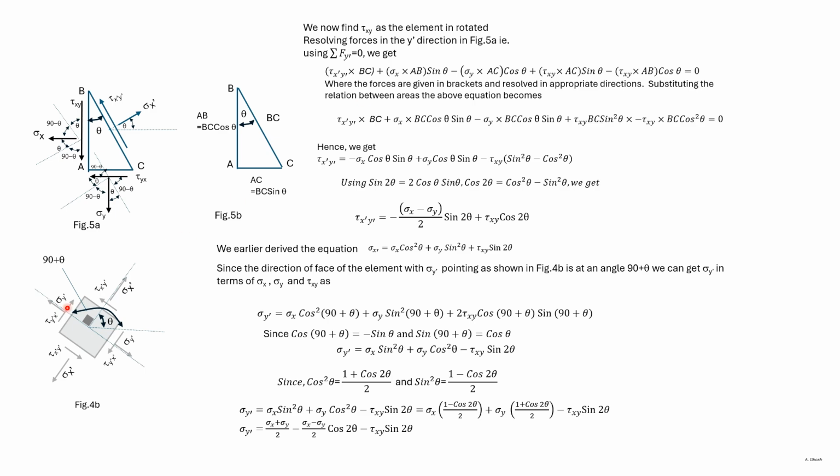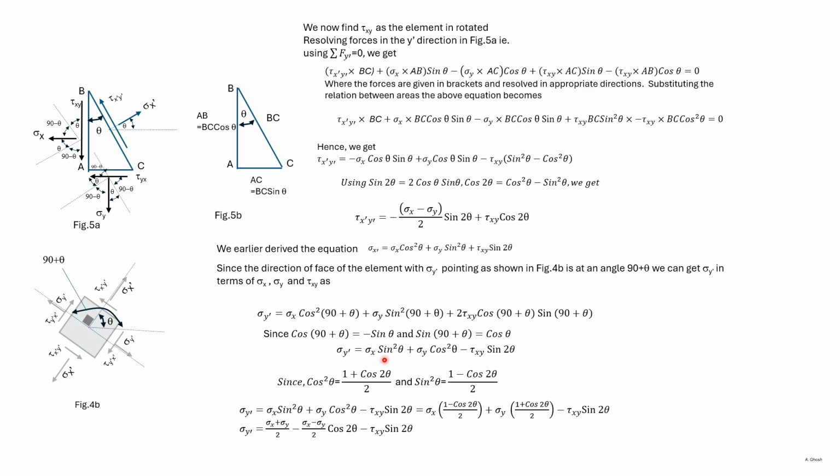We can obtain sigma y dash by using this expression and replacing theta by 90 plus theta. So sigma y dash is given by this expression. Now cos 90 plus theta is equal to minus sin theta, and sin 90 plus theta is equal to cos theta. Substituting these values, we get this expression for sigma y dash.